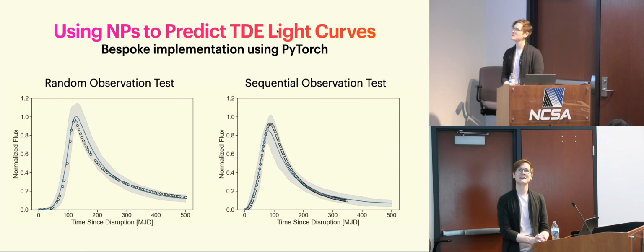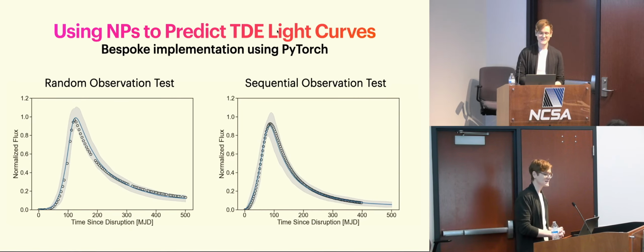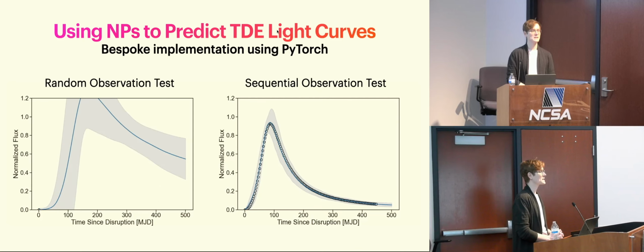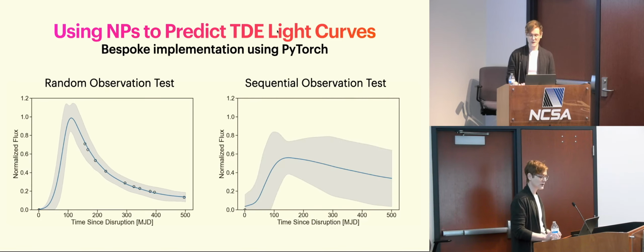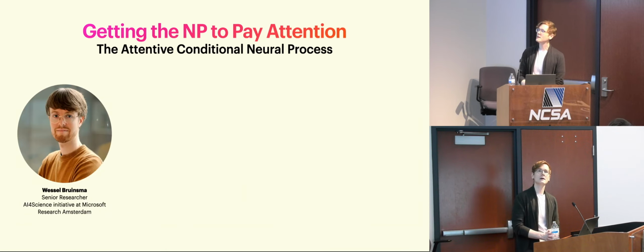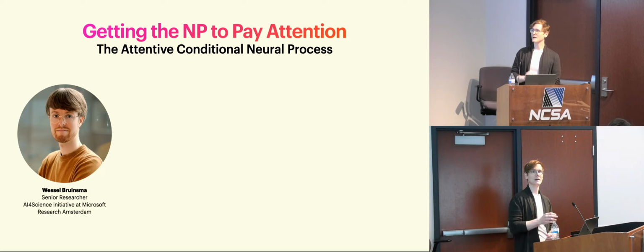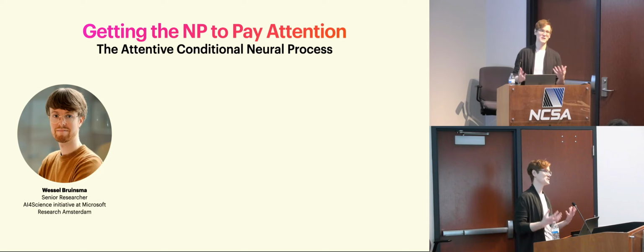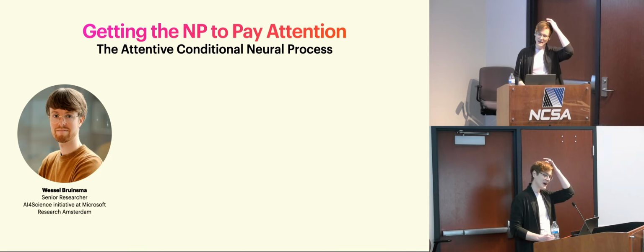This was a big concern of mine, and I thought about this for a while. I went back to the papers, eventually reached out to one of the authors, Wessel Bruinsma, who is a senior researcher at the AI for Science Initiative at Microsoft Research in Amsterdam, and asked him, here's my context for wanting to use neural processes. Can you make recommendations about whether it is perhaps a misunderstanding of the dimensionality of my latent space, or do I need more iterations?